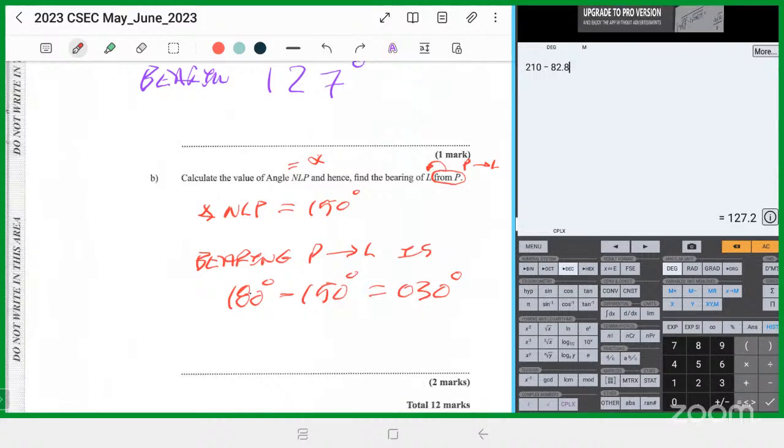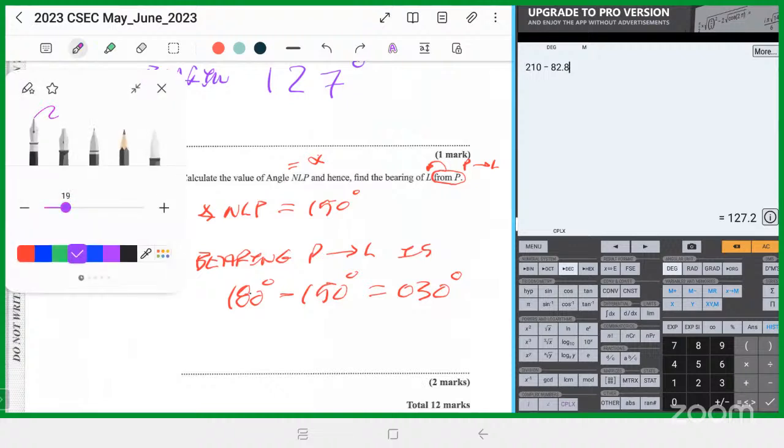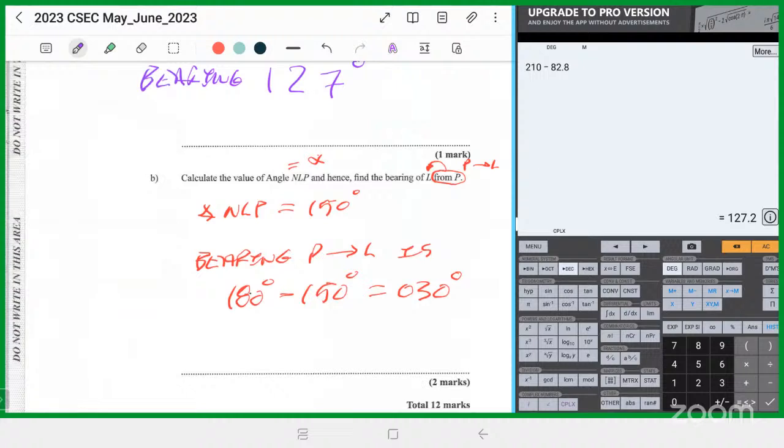Okay, guys. Hello, hello. Yes, sir. All right. Remember, any question you get wrong, you go and redo it. Any question you get wrong, go and redo it. Do it again.